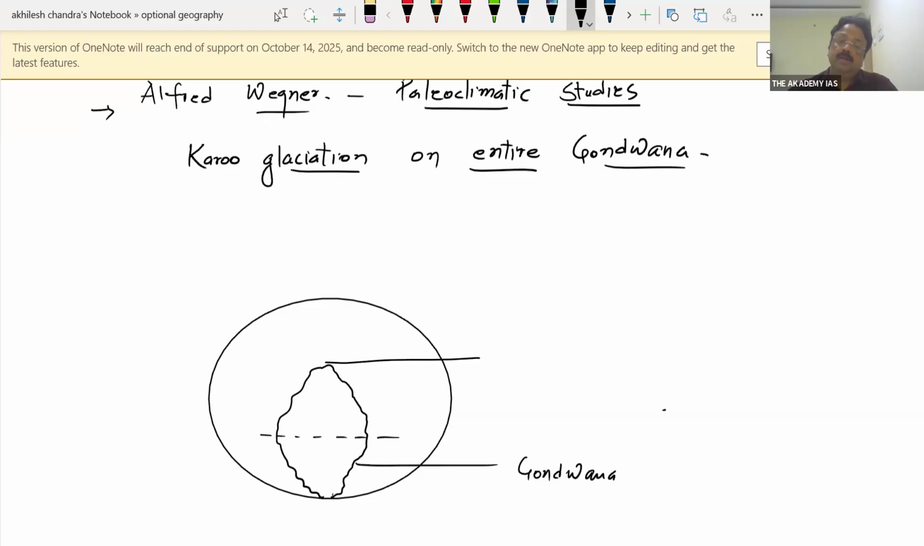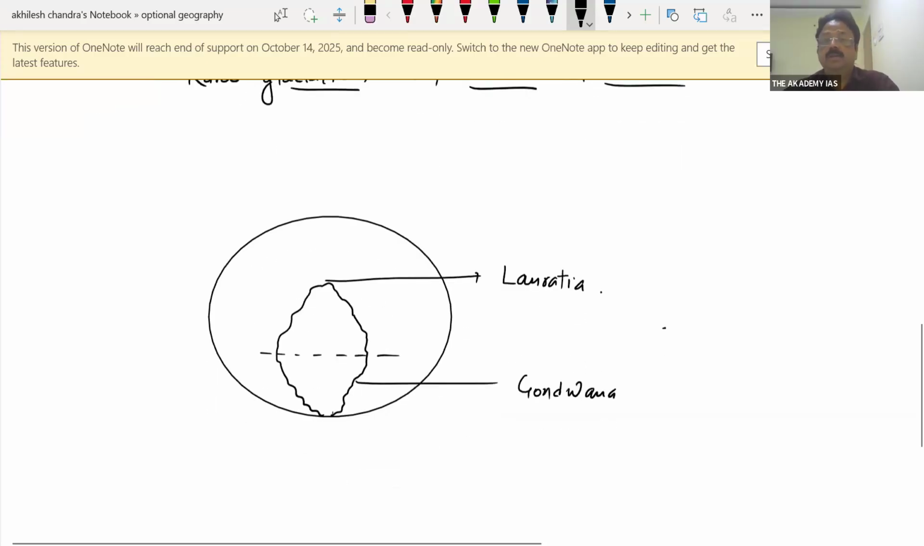And this northern part is called Laurasia. And when there was a glaciation, this entire southern part, which is Gondwana, was actually under the glacier cover, because glaciation can take place in the temperate region as well as the polar region. It is also said that the South Pole, which is still there, is nothing but the place where today's Durban is.